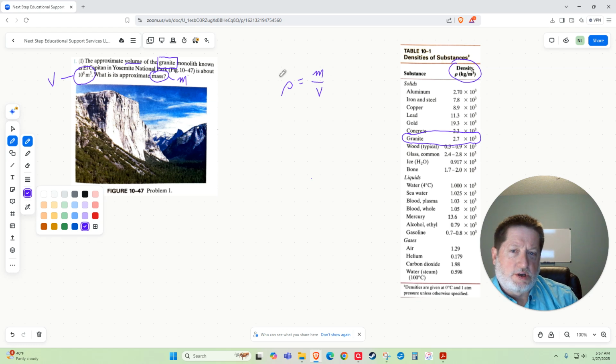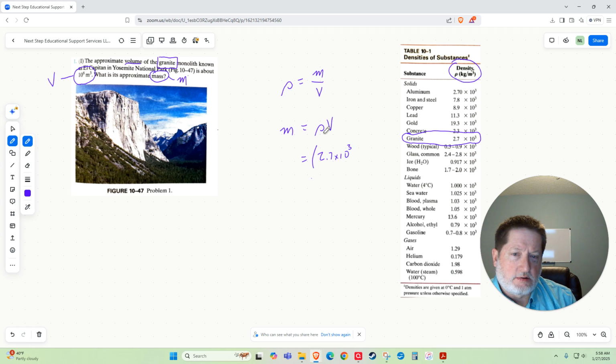As we always do, once you have an equation that has everything you need, rearrange that equation until the thing you want equals stuff you know. In this case, we're looking for mass, so we're just going to cross multiply the volume across, flip the equation around, and you get mass as density times volume. Now we have the thing we want equals stuff we know. We're ready to plug in our numbers and look for unit conversions. Our density is 2.7 times 10 to the third kilograms per cubic meter.